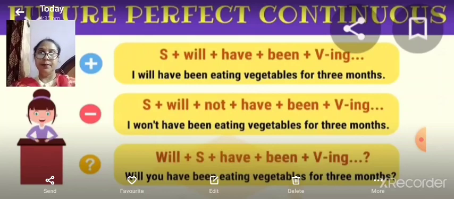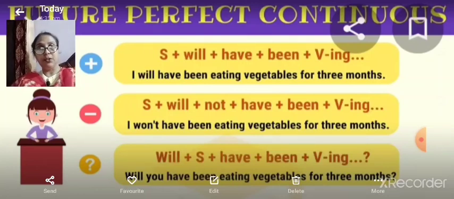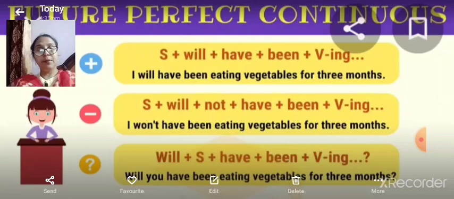Its formation is: subject will be placed first, then will, then have, then been, then verb with ing, because this is continuous tense. That is why it is perfect continuous tense. So this you always keep in your mind. The formation of future perfect continuous tense is subject first, then will have, then been, and verb with ing.